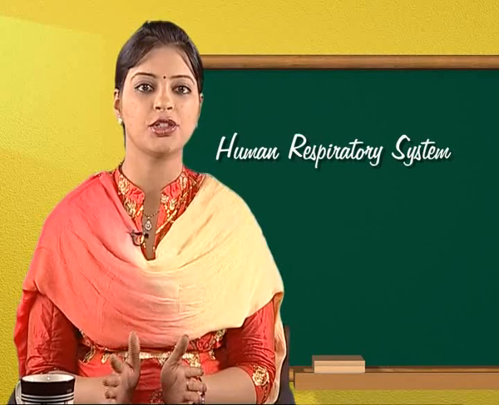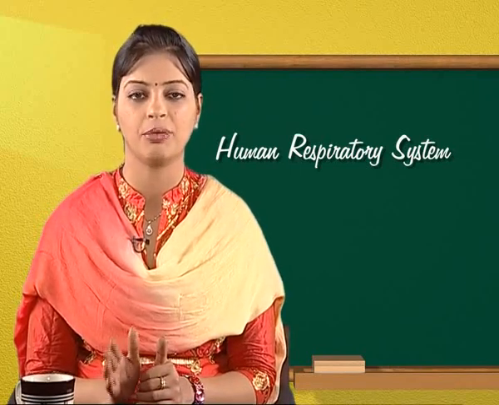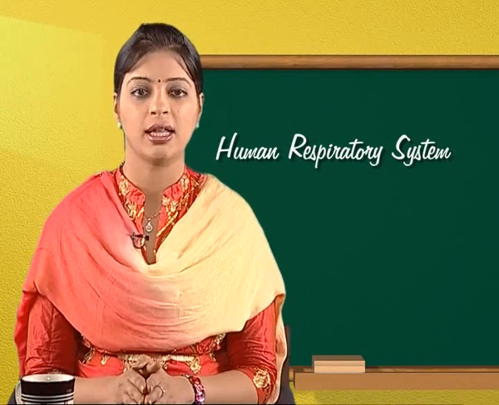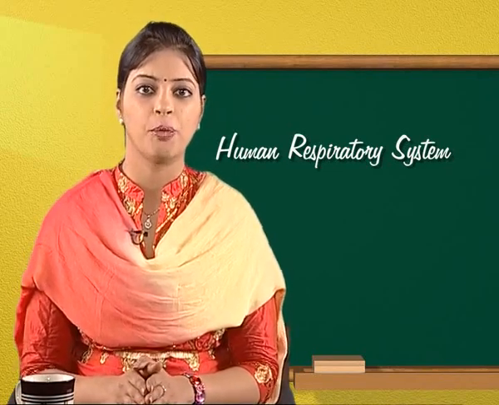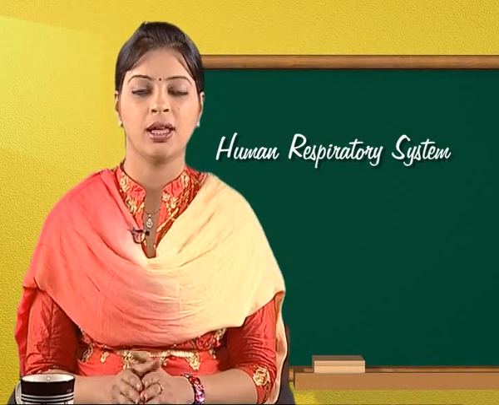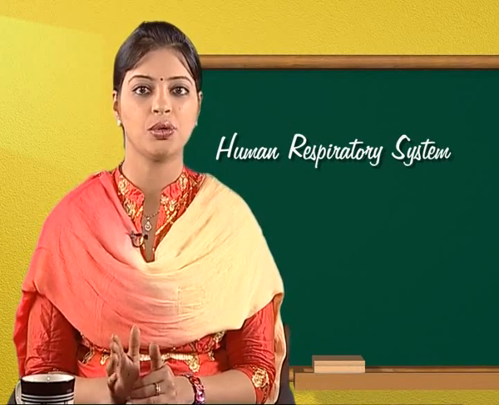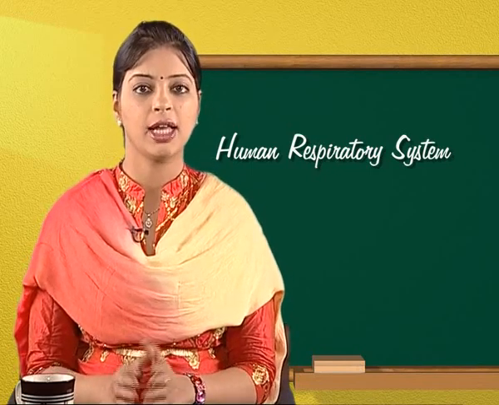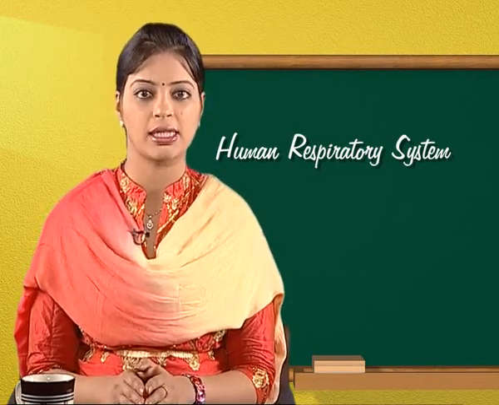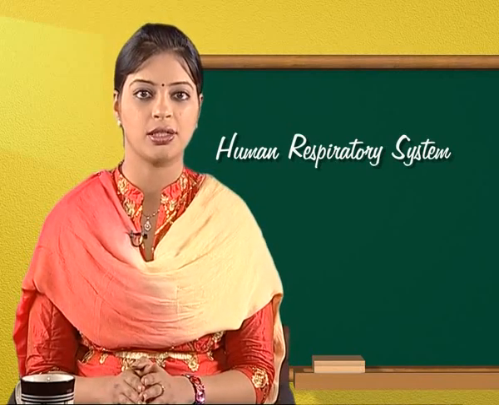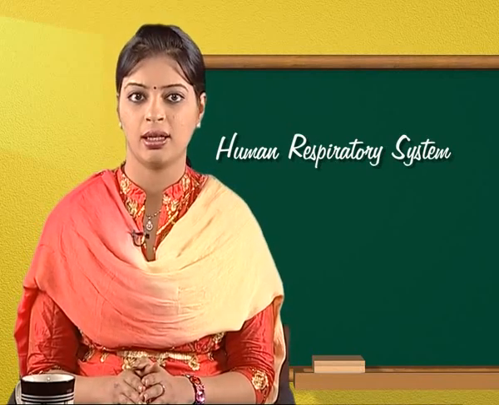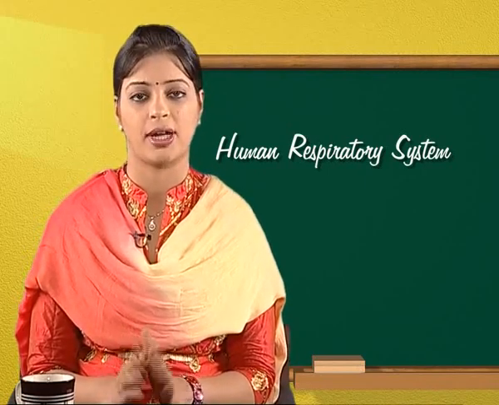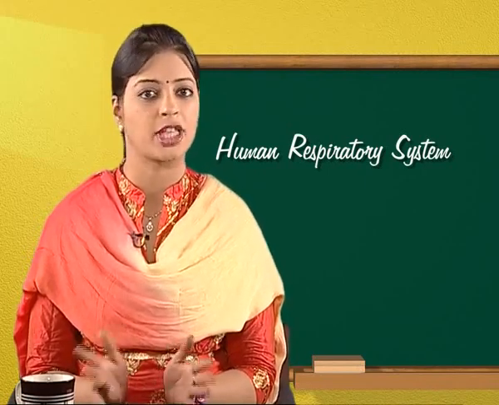This system consists of all the organs involved in breathing. These include nose, pharynx, larynx, trachea, bronchi and lungs. The respiratory system does two very important things. The first is that it brings oxygen into our bodies, which we need for ourselves to live and function properly. And the second one is that it helps us get rid of carbon dioxide, which is a waste product of cellular function.